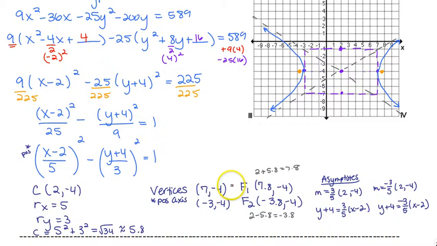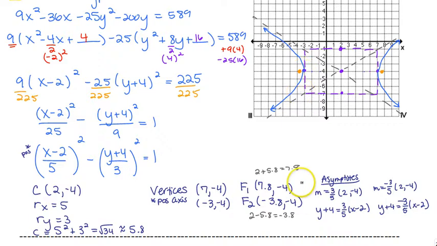Our vertices are always going to go on the positive axis, so we go back to the equation in graphing form, not in standard form. You don't go back here because it could change. So once the equation's in graphing form, we have that x is the positive axis. Therefore, our vertices are going to be those points on the box that were on the x. So our vertex number 1 is 7, negative 4. Our vertex number 2 is negative 3, negative 4.